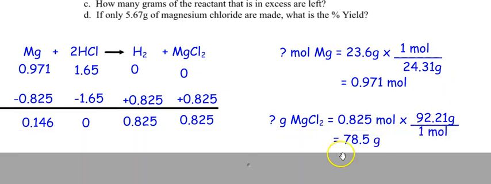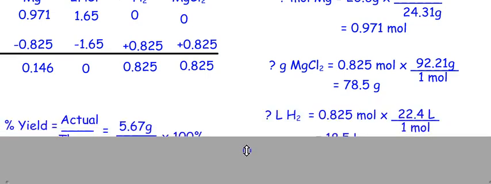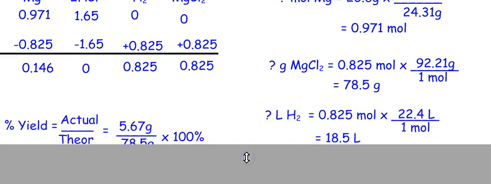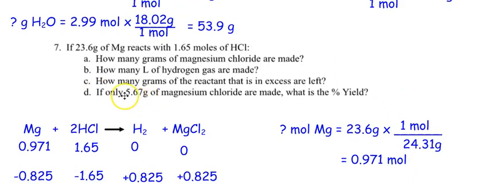So I made 78.5 grams of magnesium chloride. I made 18.5 liters of hydrogen. And left over, I have 3.55 grams of magnesium left over. I didn't use it all. So now what? What's the percent yield? Again, actual over theoretical. So if only 5.67 grams of magnesium chloride are made, what's the percent yield?